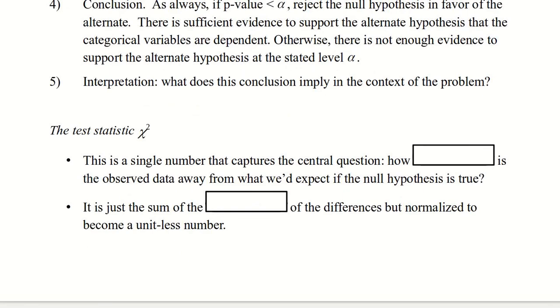Chi-squared is a single number that captures the most important part of independence. It asks how far is the observed data away from what we'd expect if the null hypothesis is true. Now, to do this, we just take the sum of the squares of the differences, but then we have to divide out the units, that is, normalize it to make a unitless number.